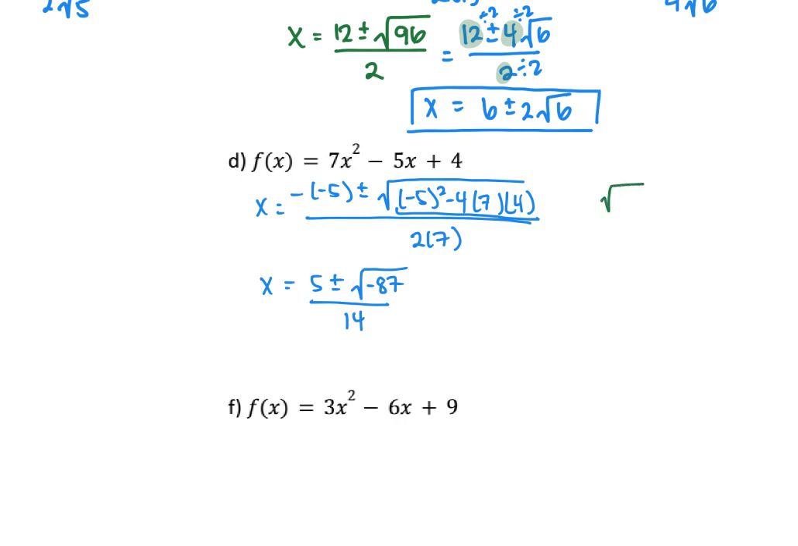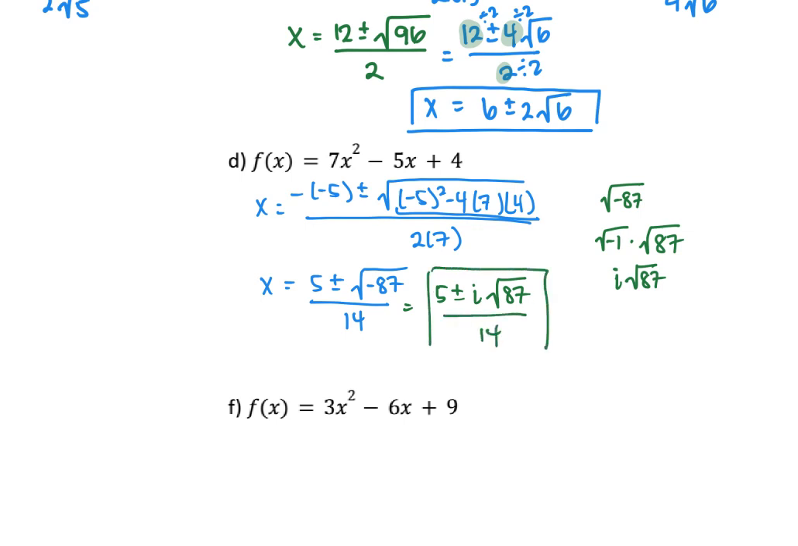However, it is a negative, which means that we should be able to simplify it because there's going to be an I involved. So we can rewrite square root of 87 as square root of negative 1 times 87, and we know that square root of negative 1 is equal to I. So our final answer, we're going to get 5 plus or minus I times the square root of 87 over 14. So there's my two solutions.